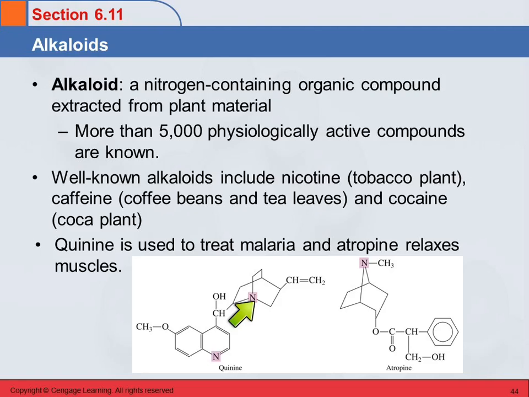We've got this nitrogen and 1, 2, 3, 4, 5 carbons. So this is a 6-membered ring. But then this nitrogen is bonded through 2 carbons to the carbon on the other side. So it's kind of like we've got this loop and then we've got a handle over the top. So they're really kind of complicated ring structures.